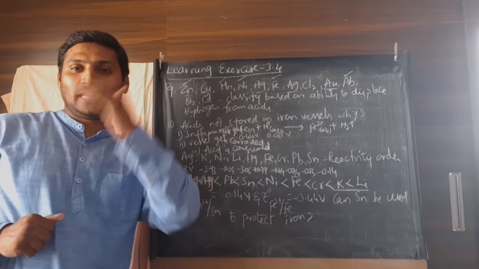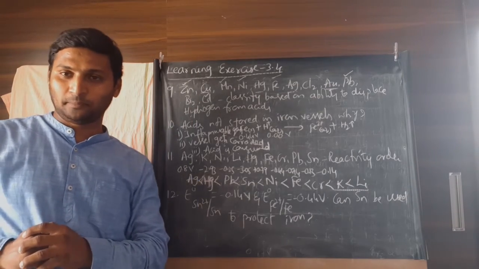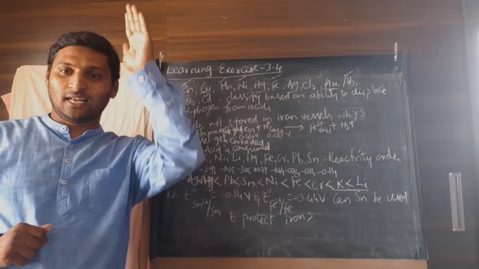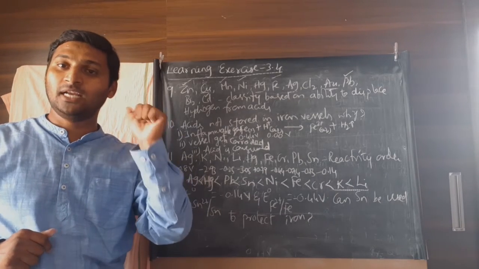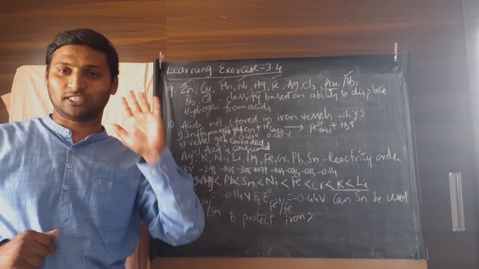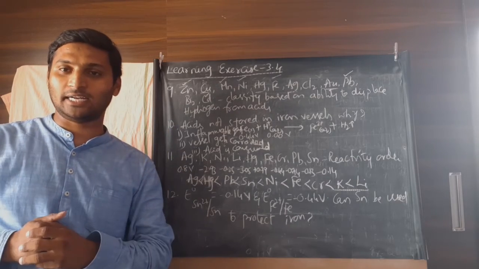Go back to your periodic classification chapter from first year. Try to recollect the list of alkali metals, and the first one among them is lithium. Then sodium, potassium, rubidium, cesium, francium. This is the order, right?